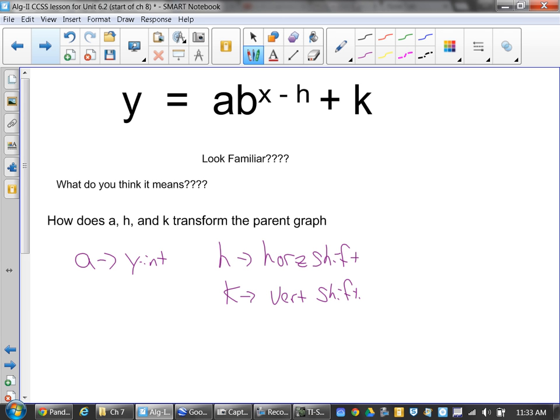Let me ask you a quick question. If it's a fourth degree polynomial, how many changes of direction does it have? 3. All you do is plot it, look for which one of those sets of ordered pairs will give you 3 changes of direction. That's all you have to do.